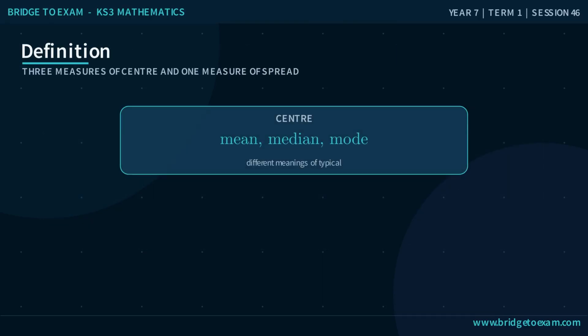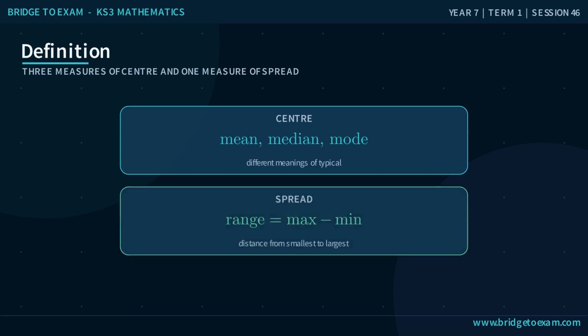Mean, median, and mode describe a typical or central value, while range describes how far the data are spread. Mean is total divided by count. Median is the middle after ordering. Mode is most frequent. Range is maximum minus minimum.